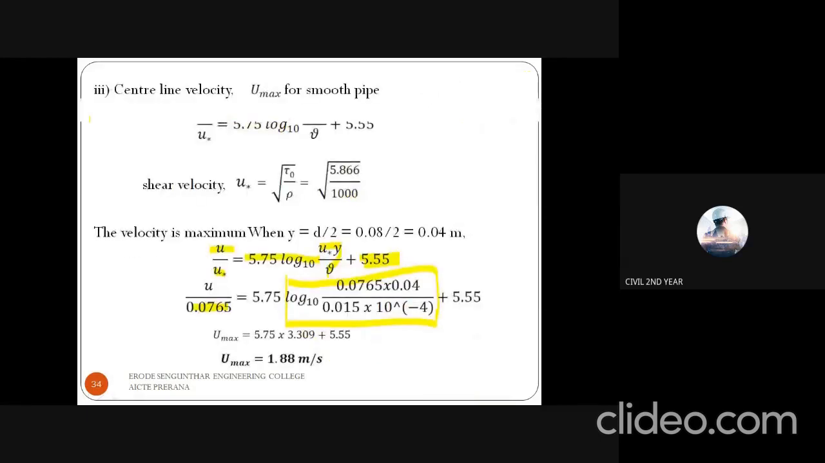Then centerline velocity. Here a smooth pipe is mentioned, so the smooth pipe formula has to be substituted. So U by U star is equal to 5.75 log 10 of U star y divided by kinematic viscosity plus 5.55. Substituting all those values, we get the final U max equal to 1.88 meter per second.